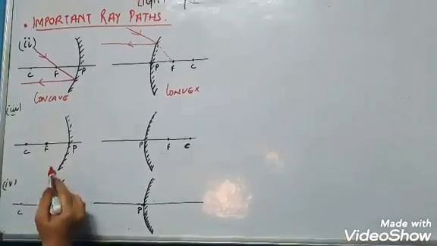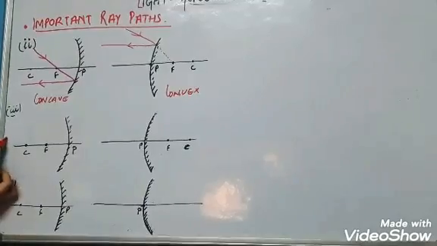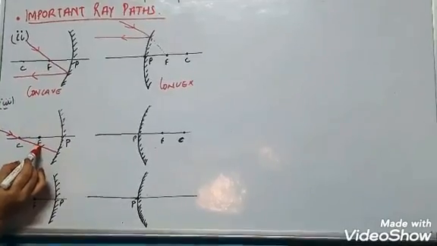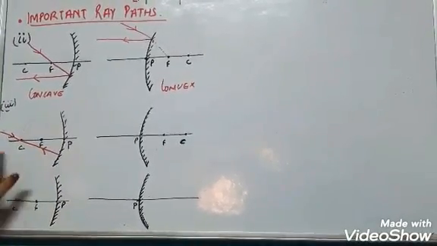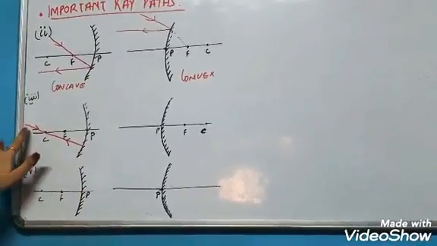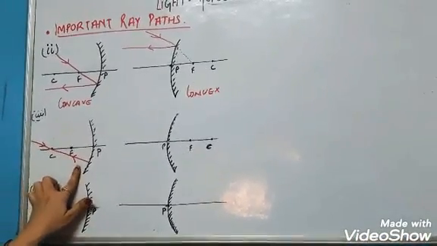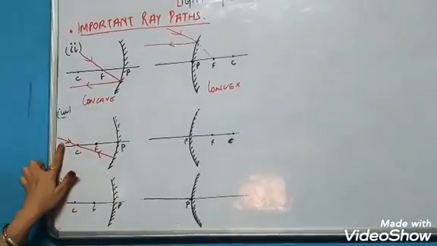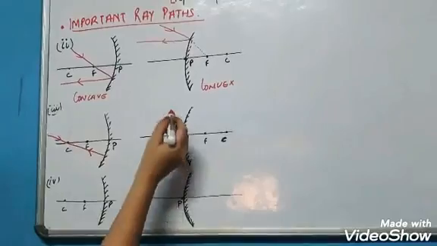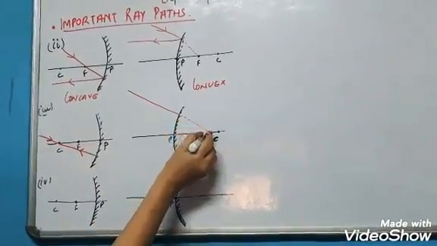Okay. Then your third case is when the ray of light is coming from the center of curvature, it will reflect back through the center of curvature only. That means the ray will retrace its path. This is the important one: when the ray of light travels from the center of curvature, it will retrace its path and reflect through the center of curvature only. In case of convex mirror, it will appear to travel through the center of curvature this way.